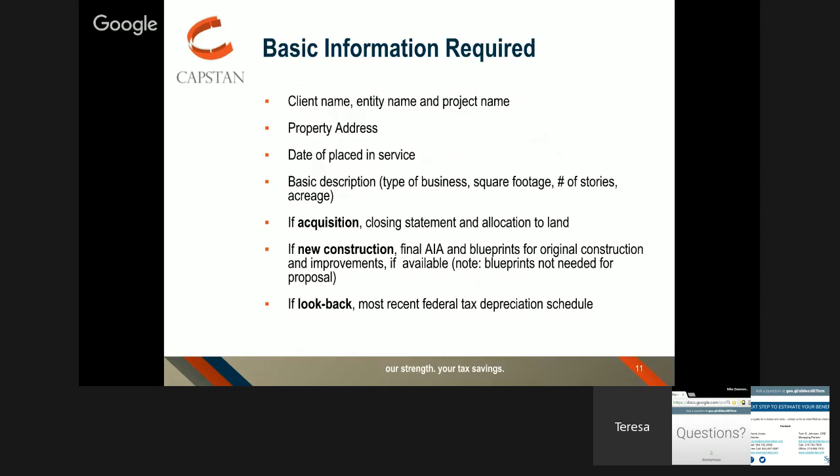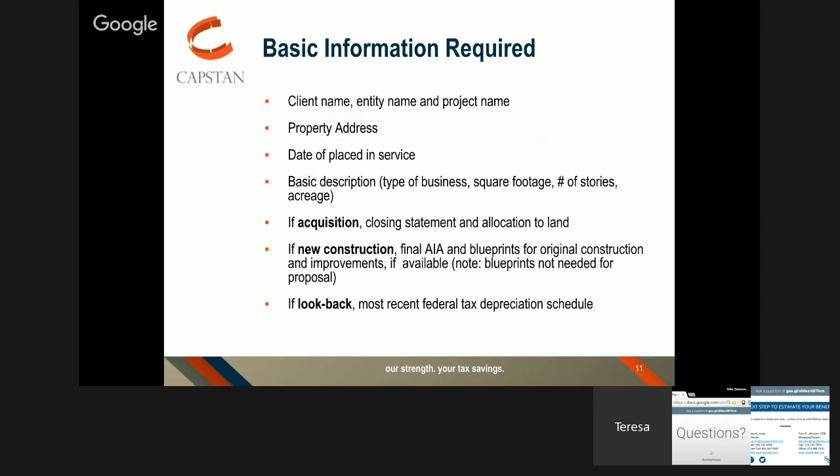But typical information that we need is the client name, the entity name, and the project name, whatever you refer to it as, the address of the property, the date that it was placed into service, and a basic description. Is it a manufacturing facility? It's 150,000 square feet. It's 2 stories. It's on 30 acres. That kind of thing would be, what kind of operations do you have there? And a lot of it, once I get the basic information, we also are really good at going in and doing some research on the internet to fill in the gaps.